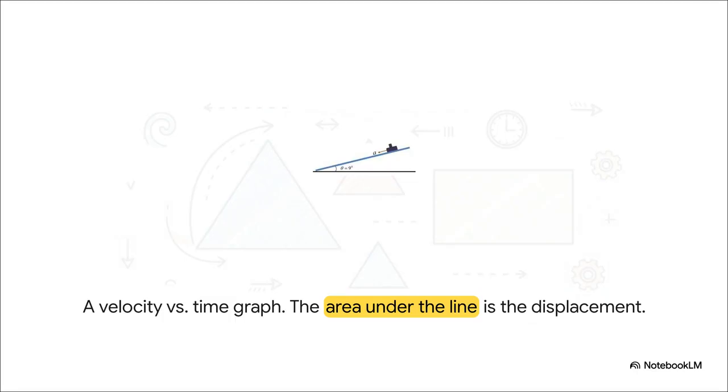So here it is. This is our graph. Up the side on the vertical axis, we've got velocity, and across the bottom, the horizontal axis, we have time. So imagine an object starting with some velocity, and then it starts accelerating at a nice, steady rate. That motion creates this straight, sloped line. Now here is the absolute key to everything. The total distance the object travels is just the area of the shape underneath that line.